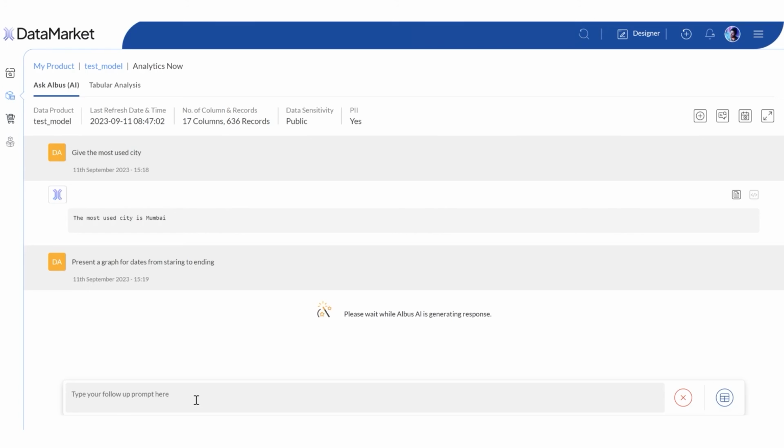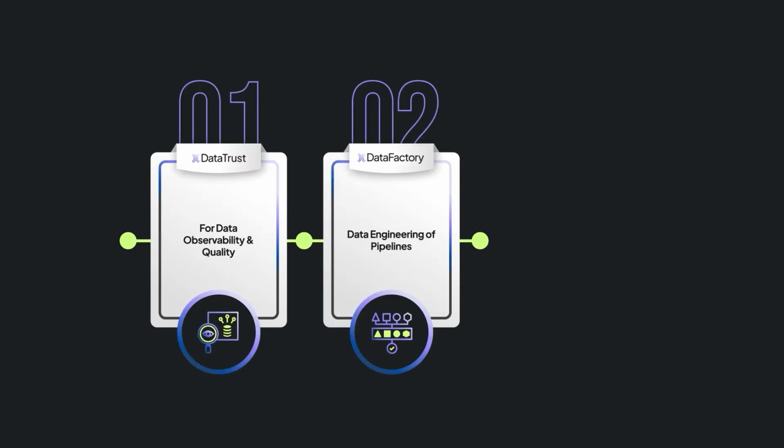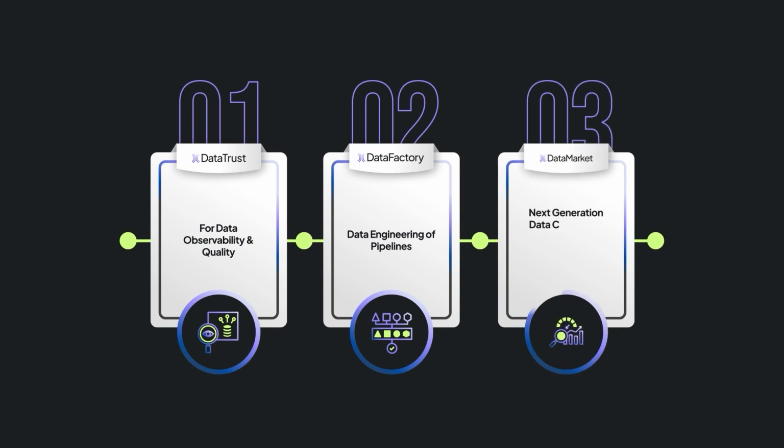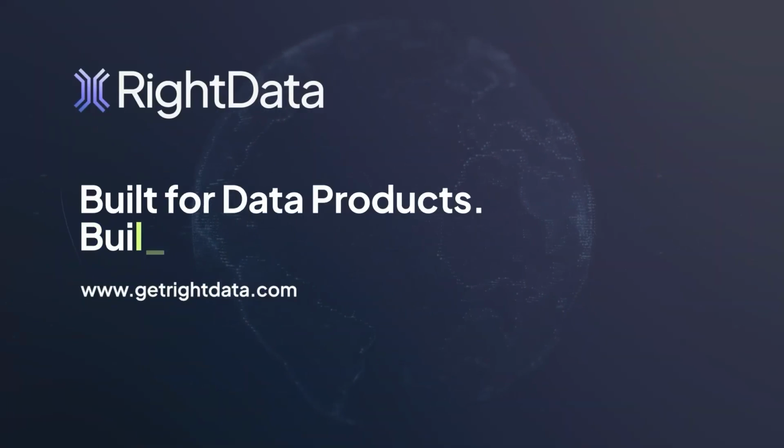That's RightData, DataTrust for data observability and quality, DataFactory for data engineering of pipelines, and DataMarket, the next generation data catalog for finding, accessing, and taking action on data. All built for data products, all built for trust.